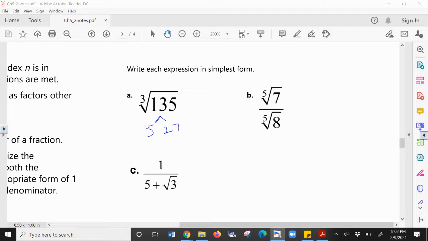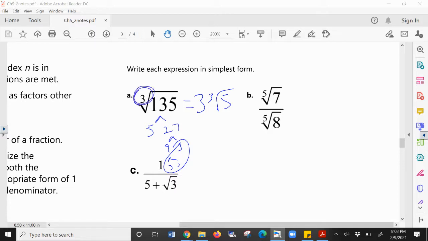And if you don't know that 27 is a perfect cube, if you kept on going, you get 9 times 3, and you get that this is 3 times 3. There's three of the same thing, which makes it the cube root of 3 to the third, which is just 3. The cube root of 27, same thing. 3 on the outside and 5 on the inside.